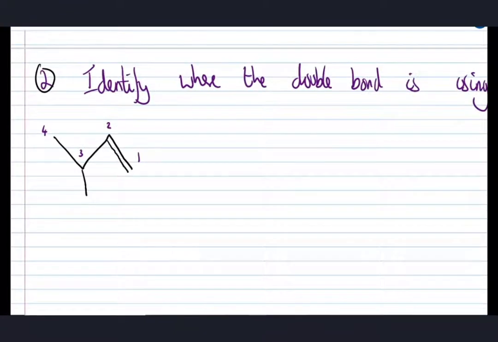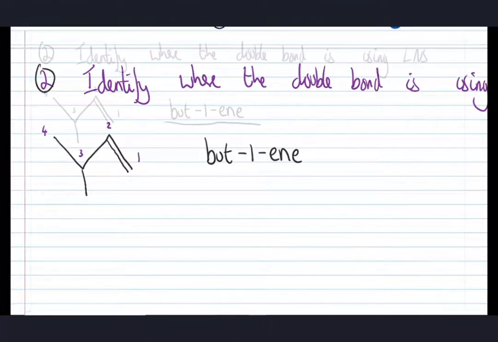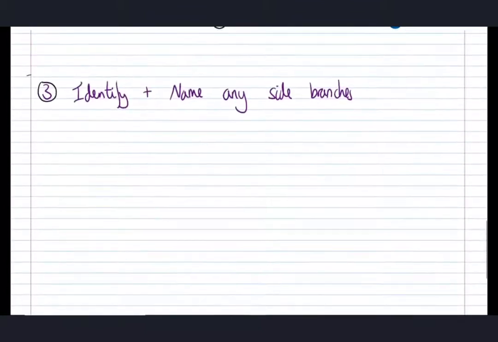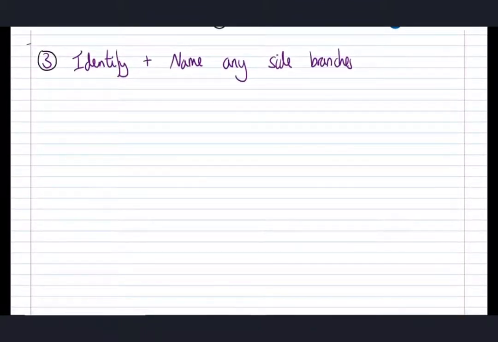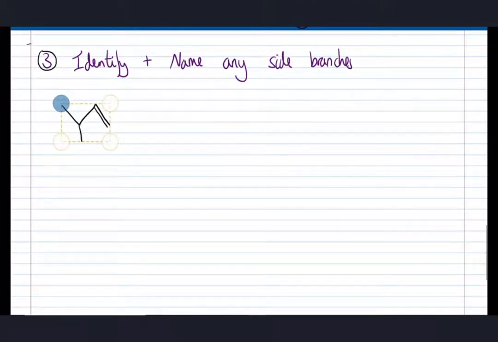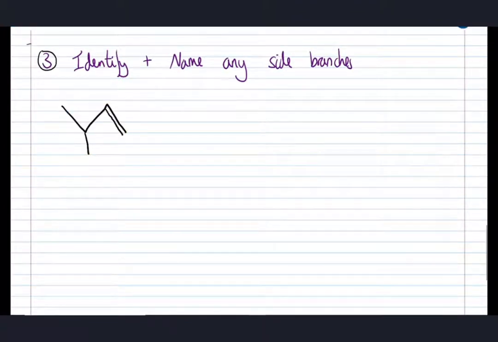So the double bond is in position 1. So this is going to be but-1-ene. And the final thing that we have to do is identify and name any side branches. So here we have a molecule that does have one side branch. It's here. So this has got to be N equals 1. It's a side branch, so that means it is going to be methyl.